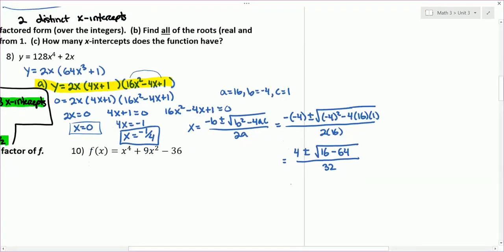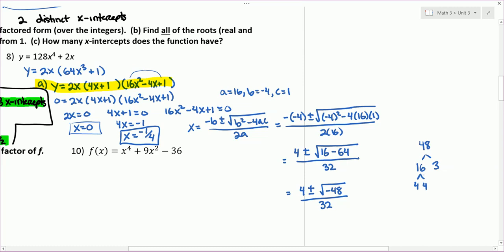Keep going. 4 plus or minus 16 minus 64 is going to be negative 48, so square root of negative 48 over 32. We need to simplify our square root if we can. There's a negative, so we're going to have the imaginary i out in front. But think about the square root of 48. 48 is 16 times 3. 16 is 4 times 4.